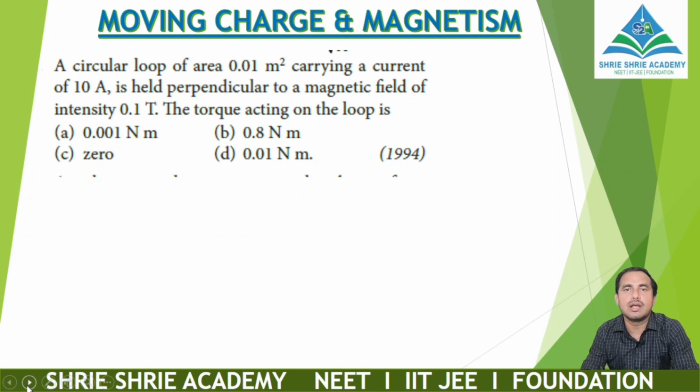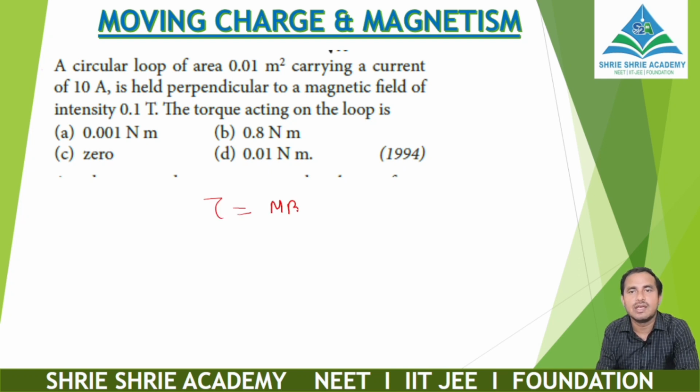Okay, this question: a circular loop of area 0.01 meter square carrying a current of 10 amperes is held perpendicular to a magnetic field of intensity 0.1 Tesla. Torque, like all formulas, will follow from electrostatics. Torque is equal to MB sin theta. Area is given as 0.01, current is given.